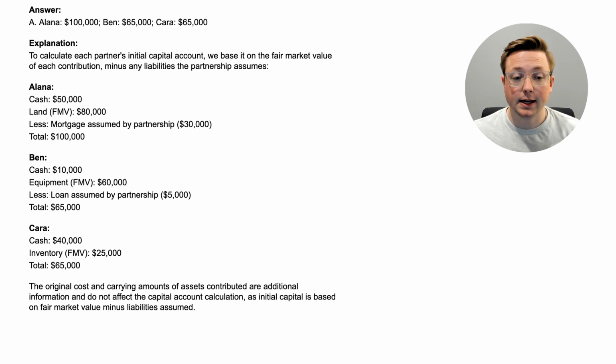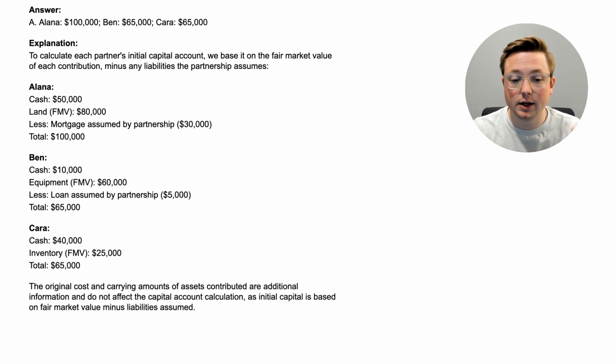Now we go to Ben. He donated $10,000. Again, that's just the fair market value. Equipment had a fair market value of $60,000, so that's what we use. And then he also had a loan that was assumed by the partnership. So we subtract that $5,000 loan. So he's down to $65,000. And then Kara is a little bit easier. She donated $40,000. She donated inventory with a fair market value of $25,000. And she didn't have any loans or debt or anything that the partnership took on. So she's at $65,000.